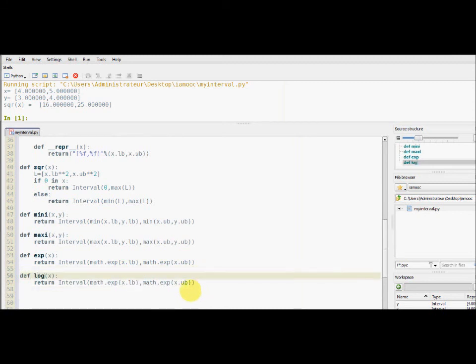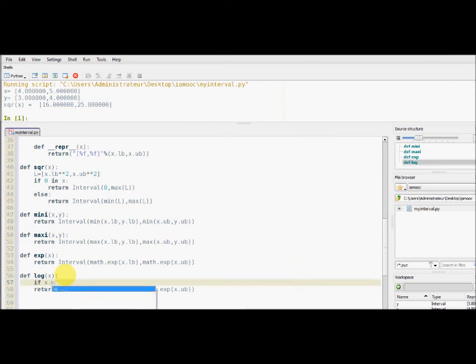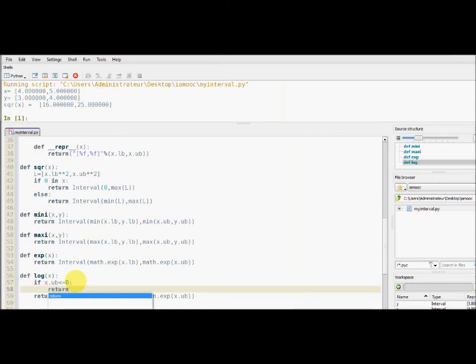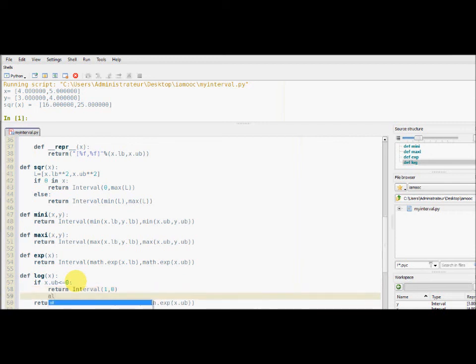The logarithm, I have to check different cases because the domain of the logarithm is not R. So if x dot upper bound is smaller than 0, it means that all the interval is on the left. Then in this case, I will have to return the empty interval. So let's say 1, 0. So it is the empty interval. Else.